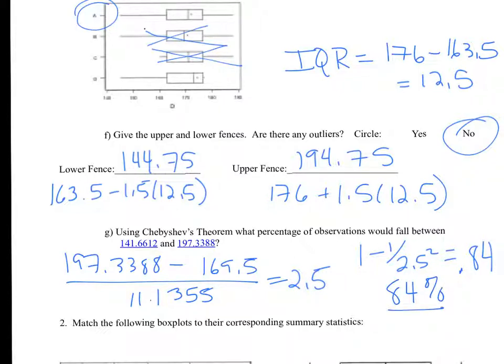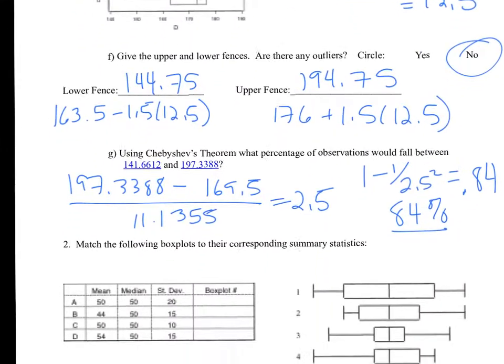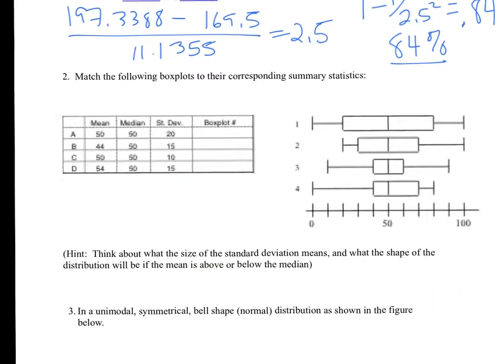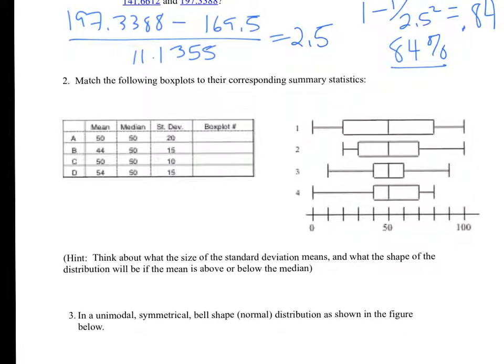Moving on to the next problem. Let's match the following box plots to their corresponding summary statistics. Let's see what we got here. They all have medians of 50, and that lines up fine. For standard deviation, the biggest one has the biggest range. Looks like this would have to be box plot 1. It goes with A, because it has the biggest range, right?